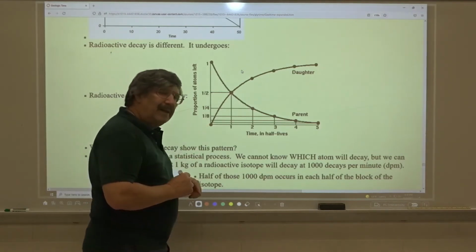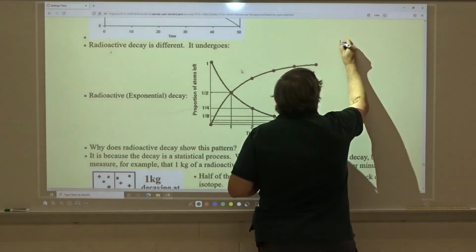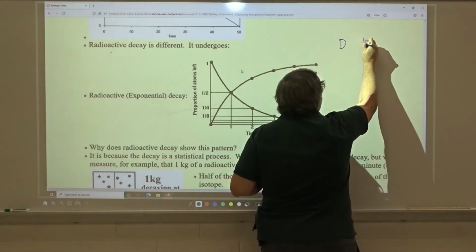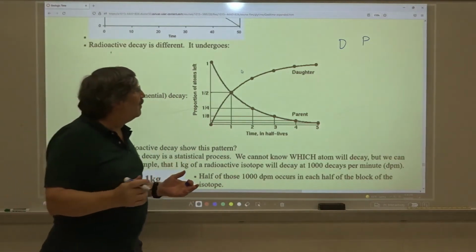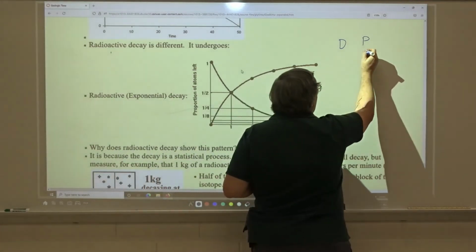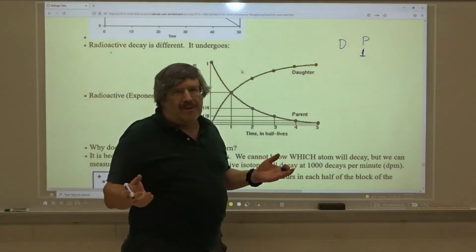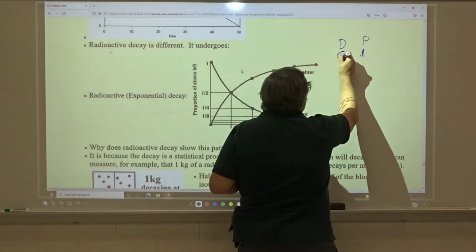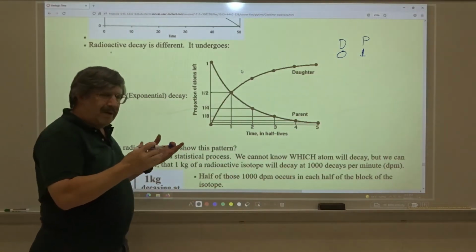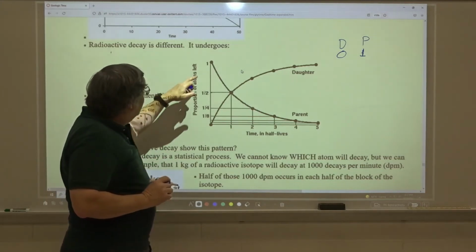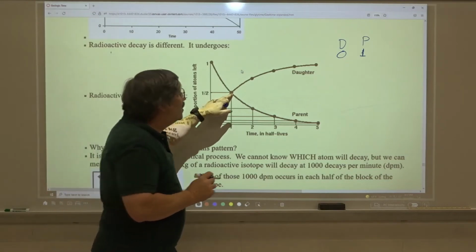Suppose that at the beginning, we look at the amount of daughter and the amount of parent. If this is a brand new sample, then the amount of parent is going to be 1 or 100%. The amount of daughter would be 0, assuming there's none to begin with. After 1 half-life, the parent has decreased to 1/2.